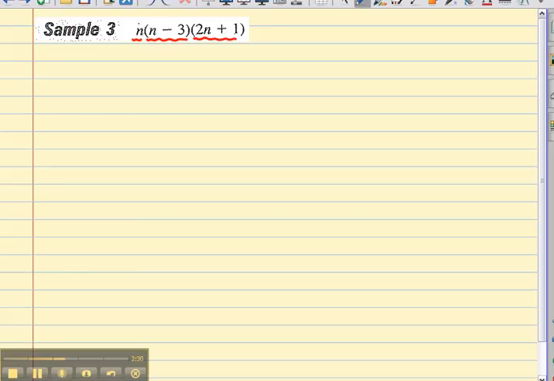All right, so n times n gives me what, Cameron? N squared. And then n times negative 3? Negative 3n. All right, so now I've got that times 2n plus 1. Okay? Now, where do I go from there? Ellie? You do n squared times 2n. N squared times 2n, and what does that give me? 2n cubed.